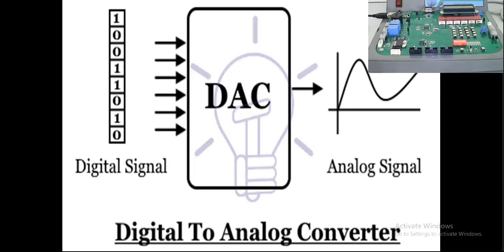Okay. So in this kit, we have the inbuilt DAC. So this is the analog output pin. So in that pin, we want to connect it to the CRO so we can view the analog signal output. So we can go, just open the IAR Embedded Workbench.